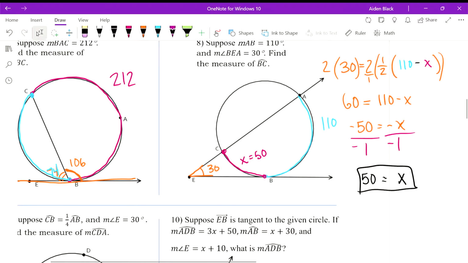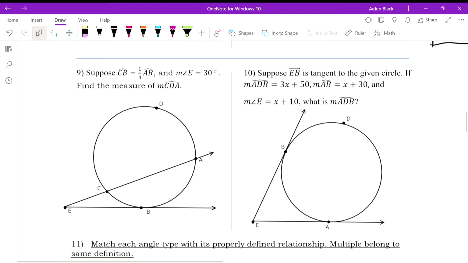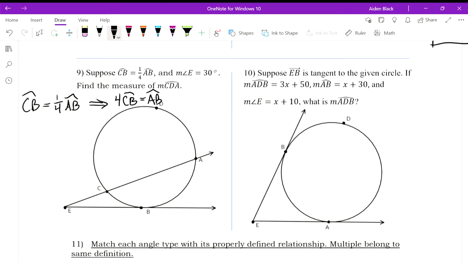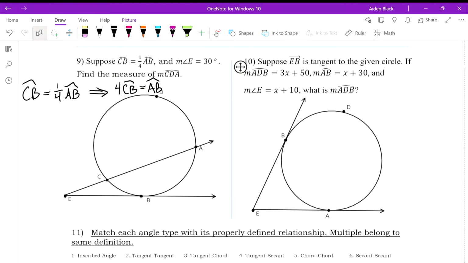So let's look at this one. This one's a little more challenging, but let's write this out. We know that CB is equal to 1/4 of AB. And looking at this, you should be able to write an equivalent statement like 4 times CB equals AB. These are equivalent statements.